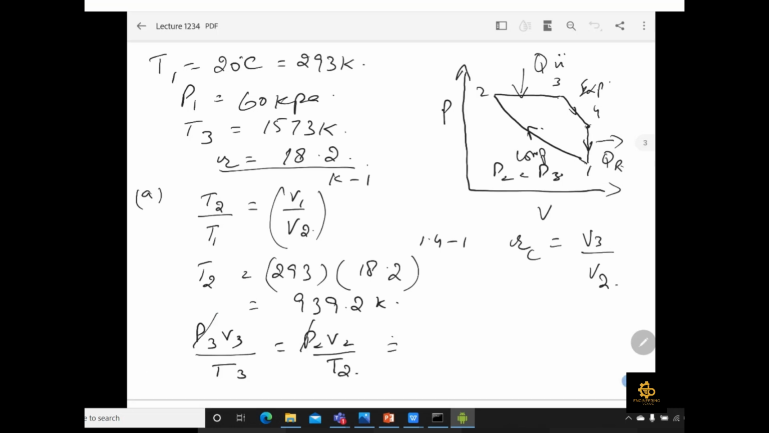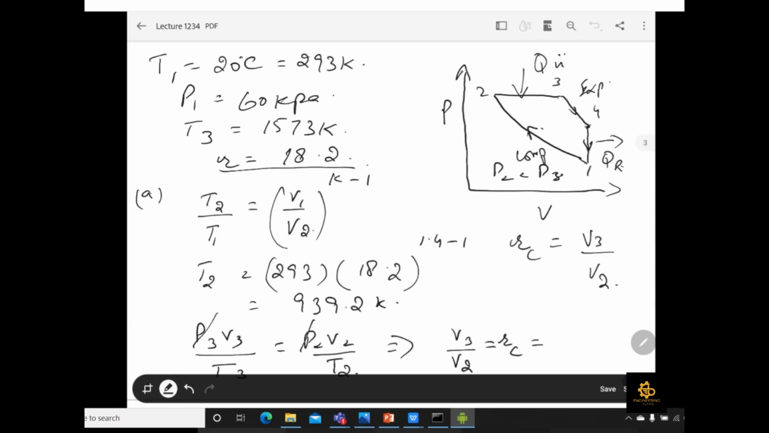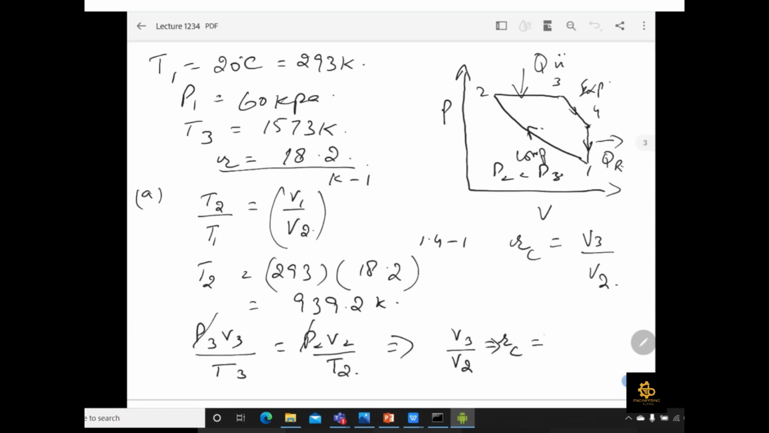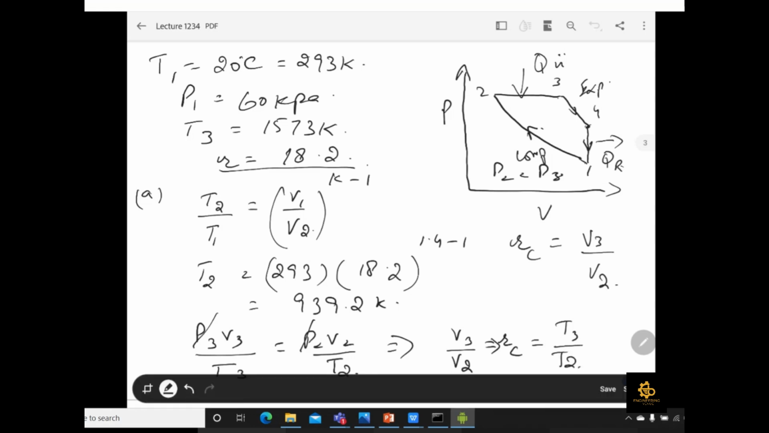If it is eliminated, it turns out that V3 over V2, which is your cutoff ratio RC that we have to find, is equal to T3 over T2. So you can just divide these two temperatures and you will get the value of your cutoff ratio. Okay, you can note it down, then we'll move towards the next part.